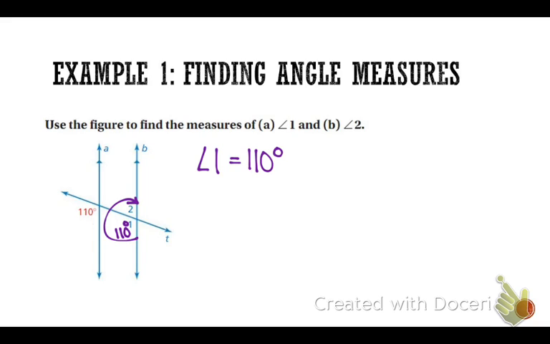It's supplementary. They're on the same side of the line, sharing a common point, so what would I subtract it from? 180. Okay, so angle 2 is 70 degrees because I subtract it from 180. Supplementary angles add up to 180 degrees. All right, they have to add up to 180 because you just said that they were supplementary. So 110 plus 70 is 180 degrees.